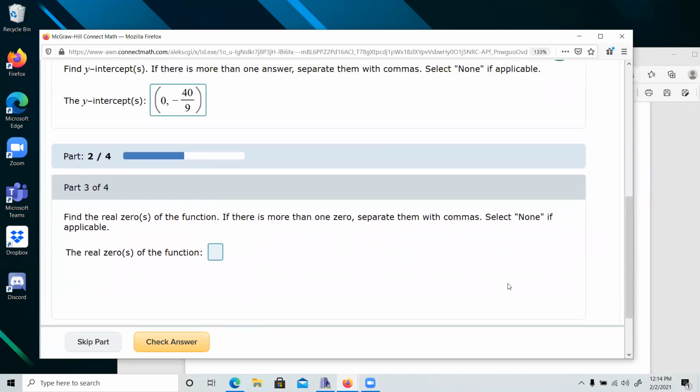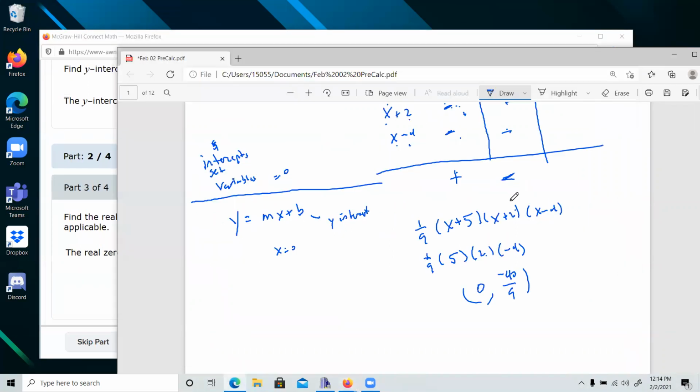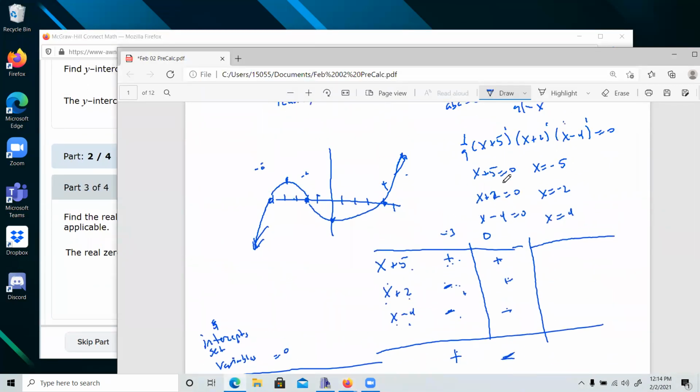Find the real zeros of the function. Hey, we've already done that too. We've already sorted out what the zeros are. We know that they're -5, -2, and 4.